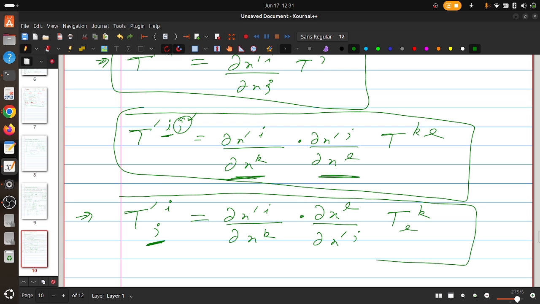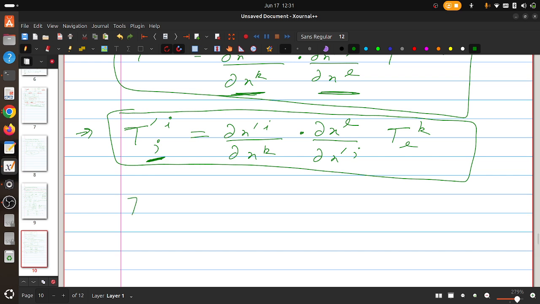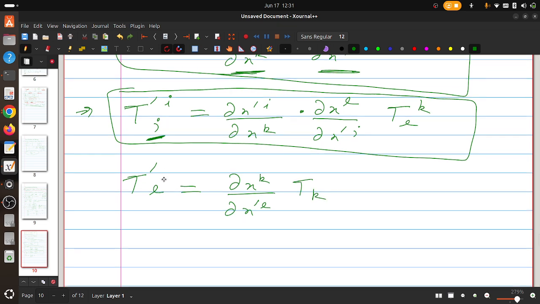So this is a mixed tensor. I think before even giving the mixed tensor definition, I should give how we transform the covariant tensor. So it will be simply ∂x^k divided by ∂x'^l and then T_k. Okay.